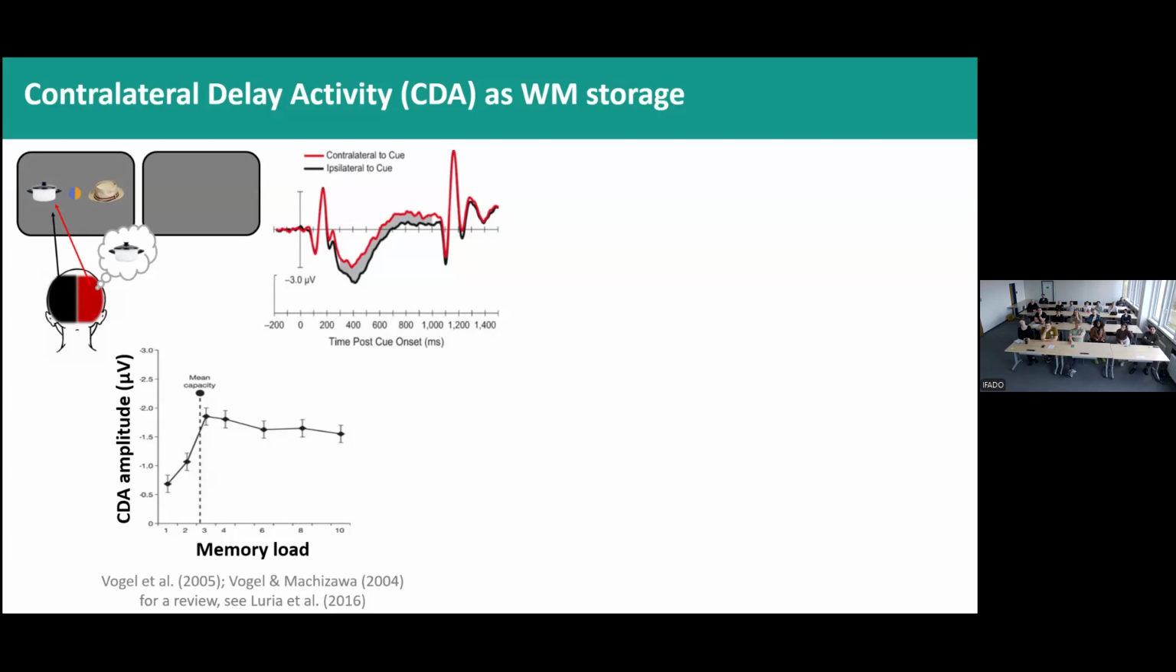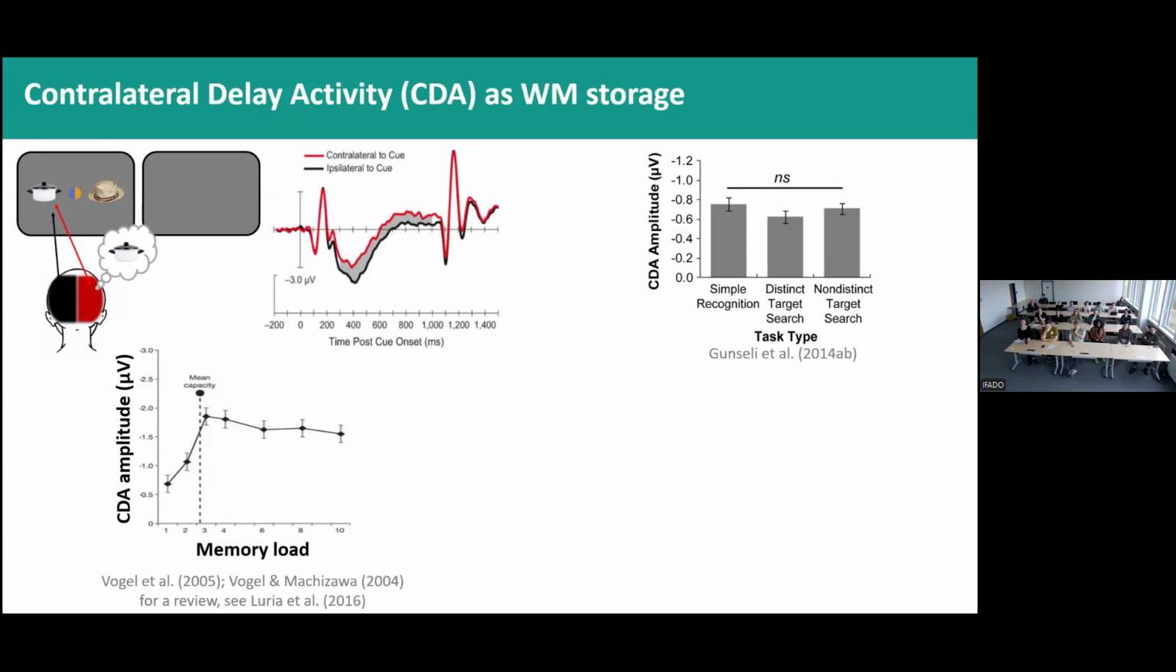Moreover, where it reaches this plateau differs depending on the individual's working memory capacity. If an individual has higher capacity, like 4 or 5, the plateau is reached at about 4 or 5. If the person has a capacity of about 2, the plateau is reached at about 2. So it really tracks the capacity of the individual, the amount of increase across memory loads, which shows that it's a reliable index of the number of items stored in working memory.